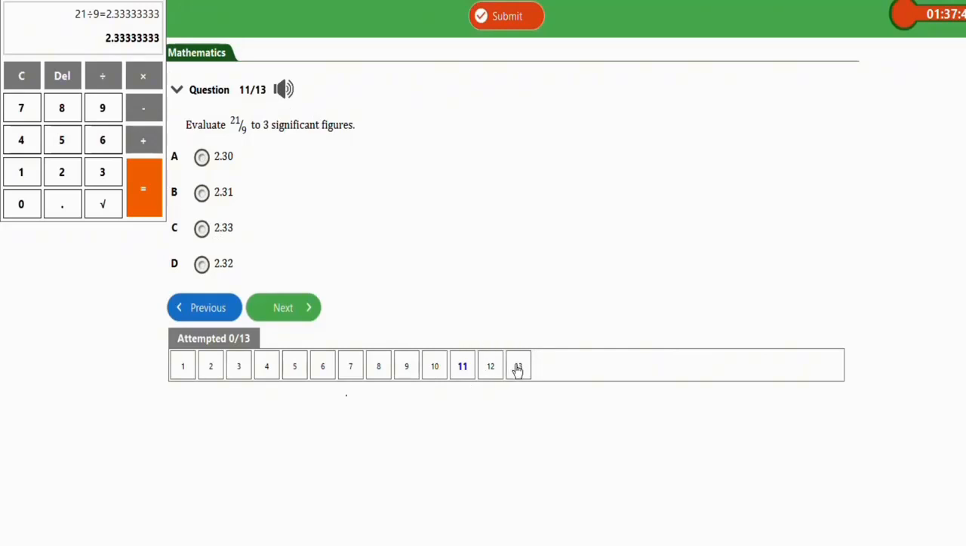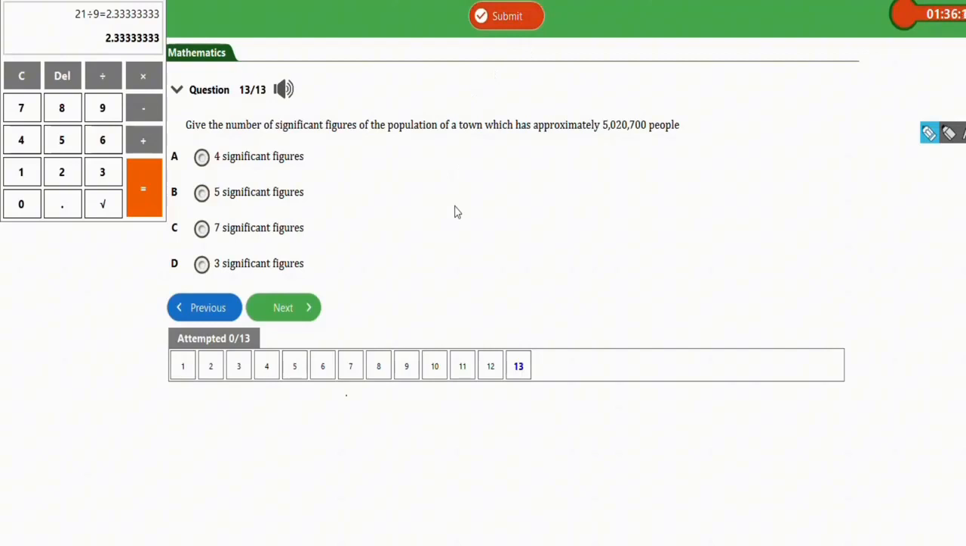Lastly, let's look at this question. Alright, so let's look at this last question. It says, give the number of significant figures of the population of a town which has approximately 5,020,700 people. Now guys, I want to explain something critical here. This question, looking at it, might look easy, but if you're not careful, you easily fail it. Now I want to explain something very, very important here. Okay, just pay attention guys.